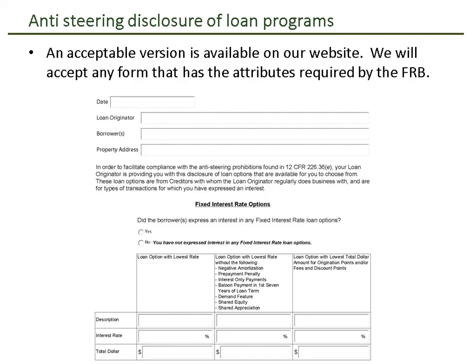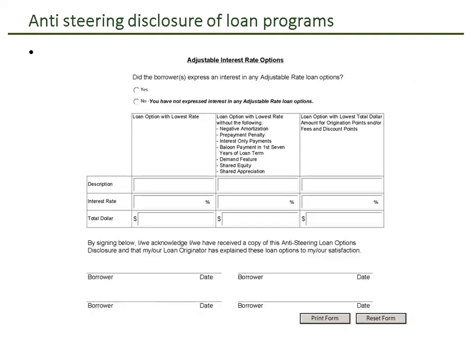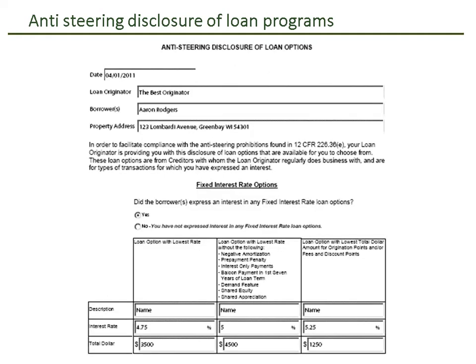Anti-steering disclosure. Now, this again, most of us are familiar that this is a new disclosure required. There's several versions out there. We'll accept any of them that meet the requirements by the Federal Reserve Board. I know Point's got one in there. I believe Encompass does. This is just a blank copy of the form. This is the bottom of it. This is, again, one available on our website that is interactive. You can fill in and print out.